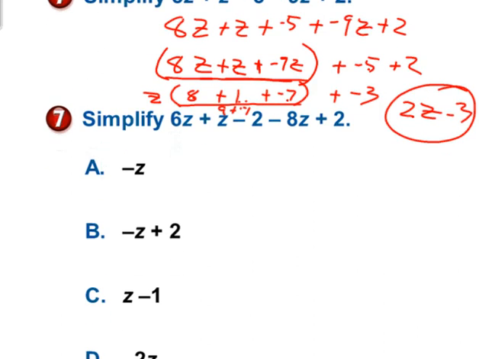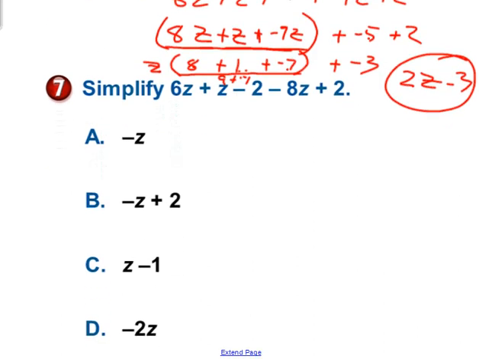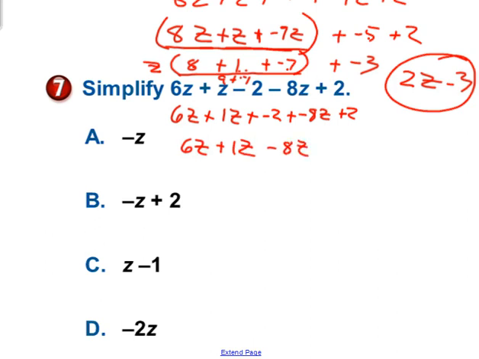All right, let's look at the next one. You might want to stop the video and practice this and see if you can do it. But I'm going to rewrite it. I'm going to say 6z plus 1z plus a negative 2 plus a negative 8z plus 2. I'm going to collect all the like terms. So I've got 6z plus 1z minus 8z plus a negative 2 plus 2.